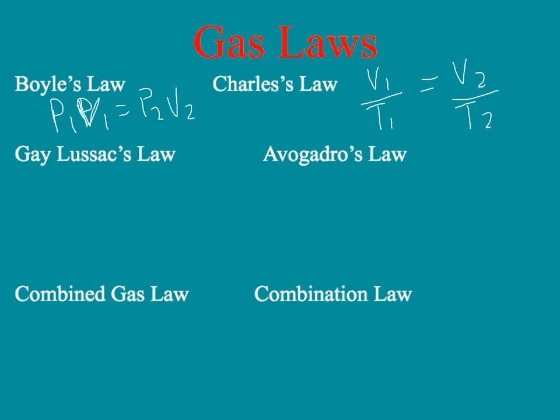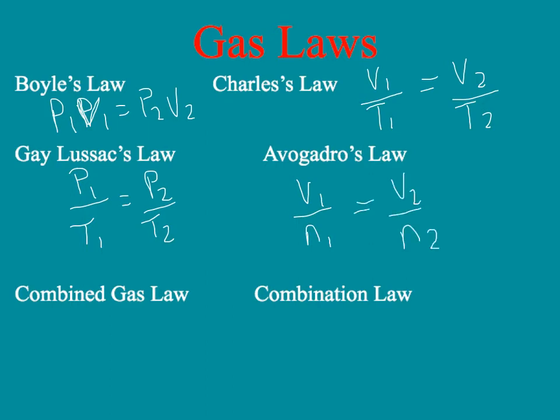Gay-Lussac's law involves pressure and temperature. Pressure 1 over temperature 1 equals pressure 2 over temperature 2. Again, temperatures must be measured in Kelvin, and as we increase the temperature, the pressure of the gas will also increase. Avogadro's law has to do with volume and moles. So V1 over n1 equals V2 over n2. If we put more moles of gas into a balloon, the volume of the balloon will increase.